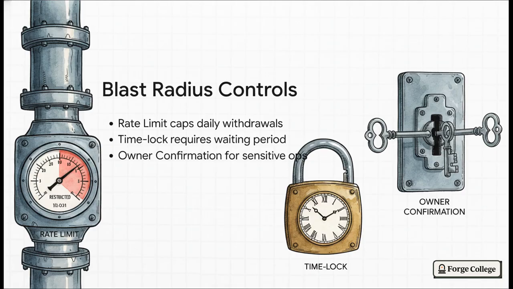Second, we set a time lock threshold. This means any withdrawal over a certain massive amount requires a mandatory waiting period. And third, for highly sensitive operations, we require multi-signature owner confirmation. These controls ensure that a single point of failure absolutely doesn't result in a total catastrophe.